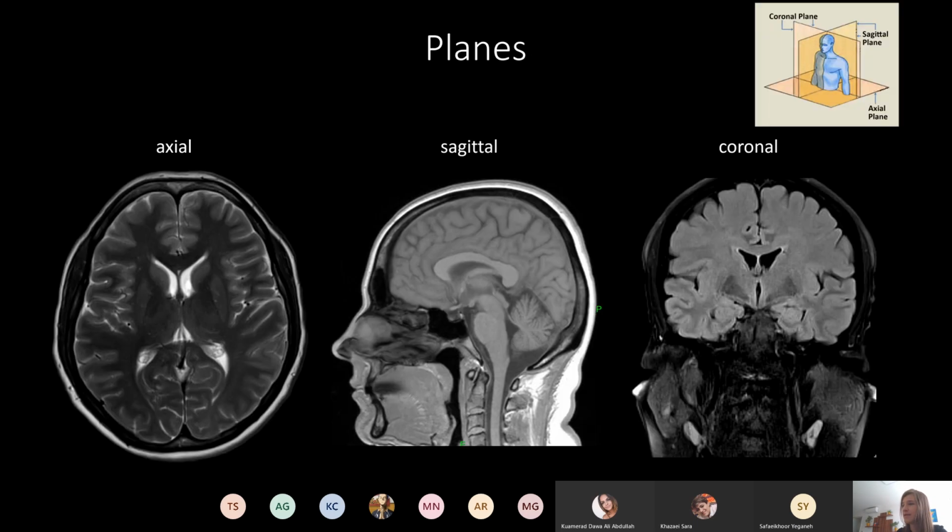Okay. Then the next topic is imaging planes. You need to know the names of the imaging planes, and this is a little bit different from what you learned in anatomy. The first image is a T2 weighted MR scan, and this is an axial plane. This was called transversal in anatomy, but in radiology we call it axial. In the middle, this is the sagittal plane. This is a sagittal T1 weighted MR image. And the third one is a coronal plane. This one was called frontal during anatomy lessons, but in radiology, we call it coronal. And here in the right corner, you can see how these planes are acquired.